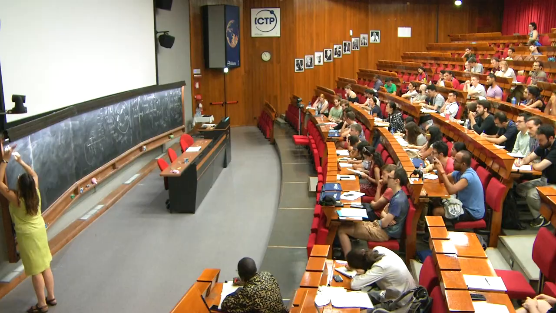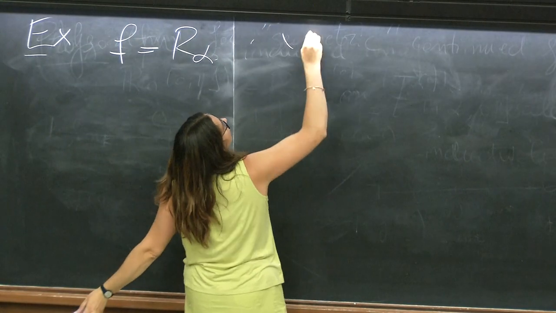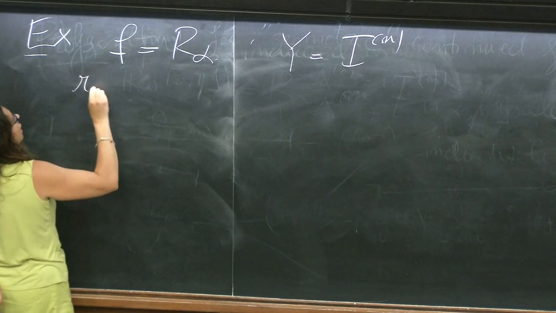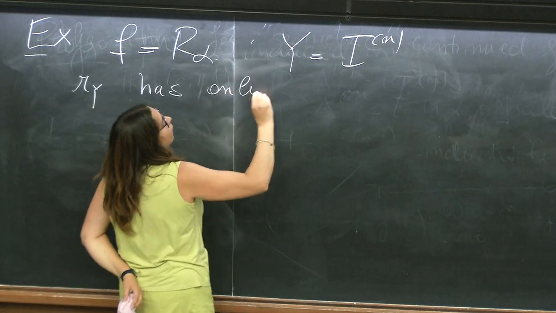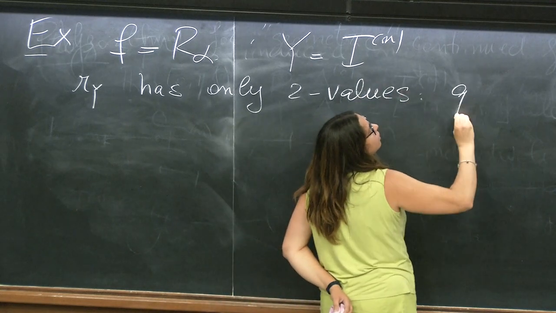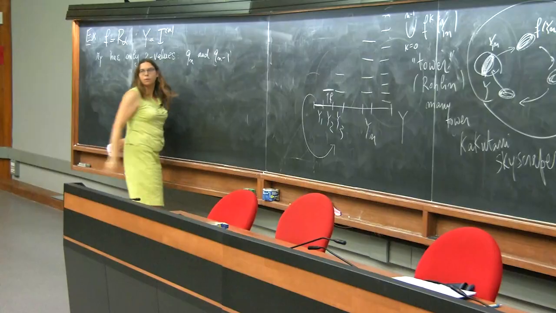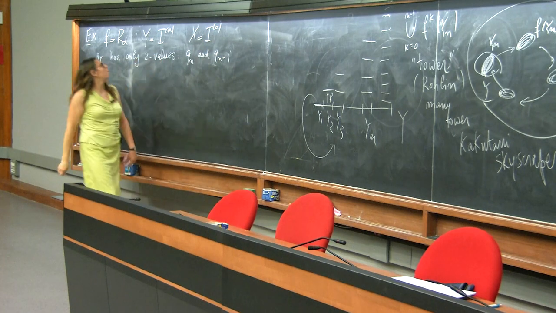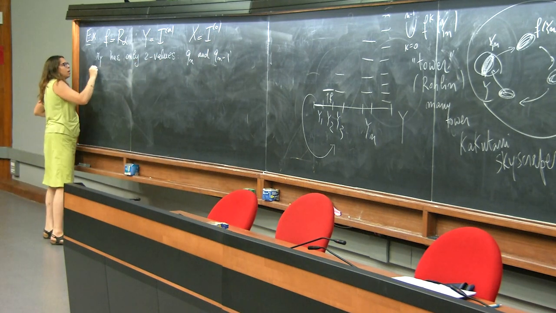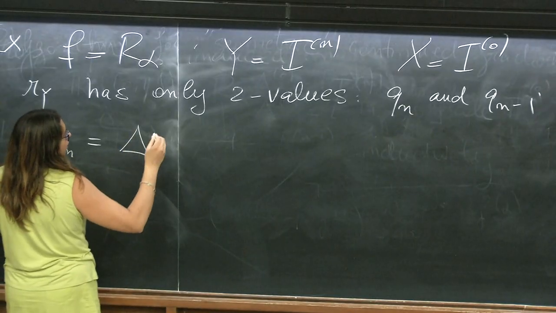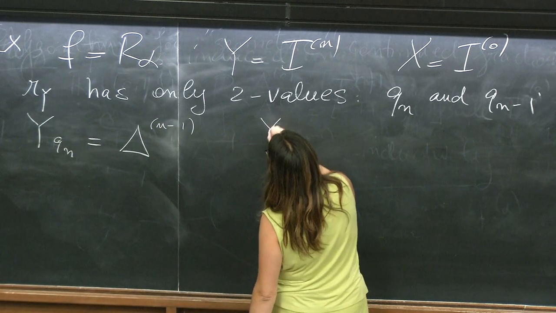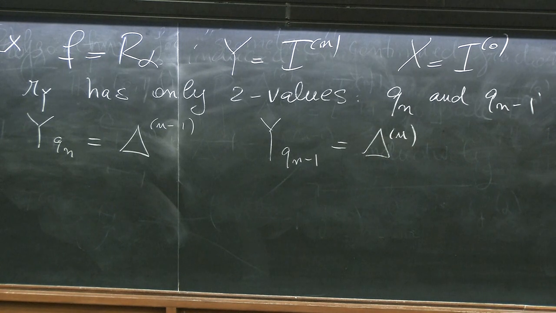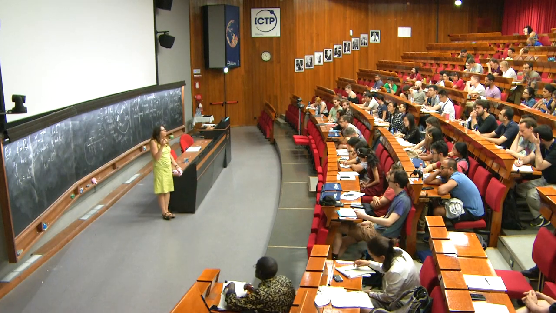So for example, when f is the rotation, and y is our interval, then the return map has only two values. We saw that it only has two values, qn and qn minus 1. Maybe I should say that x is the interval around 0. And y_qn is actually delta n minus 1. And y_qn minus 1 is equal to delta n. So there are only two intervals, and one returns in time qn, and the other returns in time qn minus 1. So there are only two towers in my skyscraper.